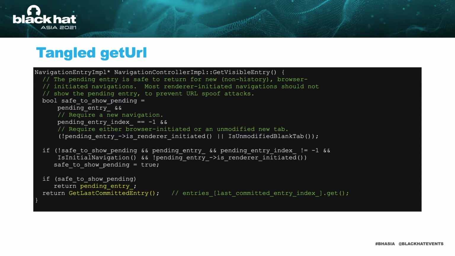But when we dig into the function WebView.getUrl, it's not as simple as we thought before. Actually, the function can return two kinds of value, pending entry and last committed entry. Generally speaking, when this function is called after a browser-initiated navigation, it will return the pending entry. When this function is called after a render-initiated navigation, it will return the last committed entry.